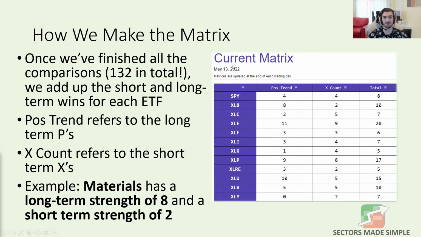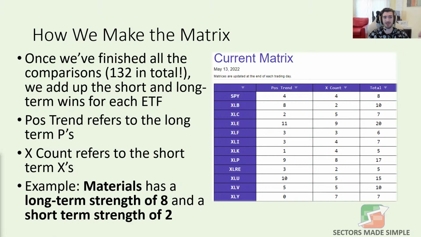And if you notice, up at the top, below where it says current matrix, it says May 13th. May 13th is today's picture. But yesterday was different. And because of how crazy the market's been the past few months, every day is different when we look at the matrix.